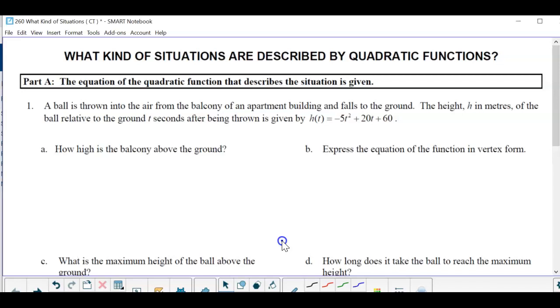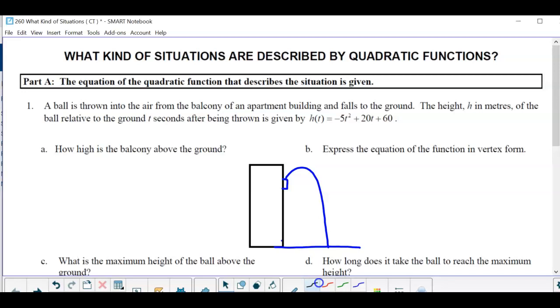So the first one, a ball is thrown into the air from the balcony of an apartment building and falls to the ground. The height in meters of the ball relative to the ground t seconds after being thrown is given by that equation. How high is the balcony above the ground? So think about it. The ball is thrown into the air from the balcony of an apartment. So let's do a little sketch: there's your apartment, here's a balcony, and it's thrown up into the air and lands onto the ground.